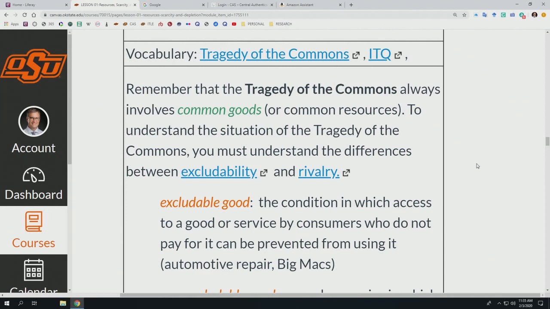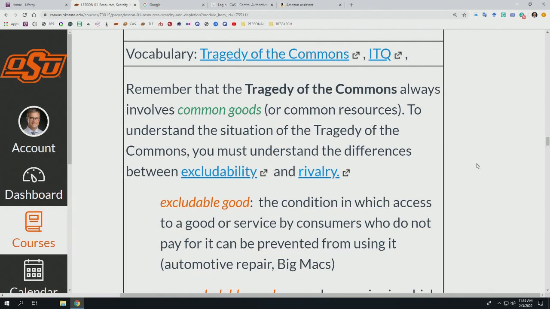Before we get into that, we need to identify what we mean by a common good. A common good is one that is both rival and non-excludable. A rival good simply means that if one person is using it, another person cannot use it, or there's a limited number of people who can use it. And excludable or non-excludable means that there is some mechanism that allows a resource to be cordoned off or regulated in some way, or available only to those who have the ability to pay for something.